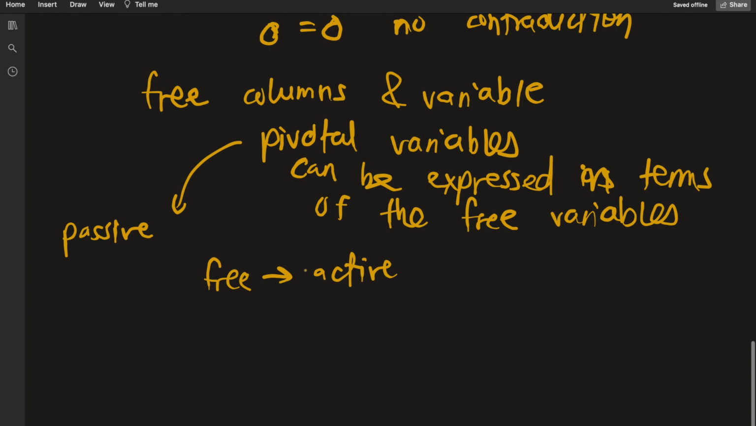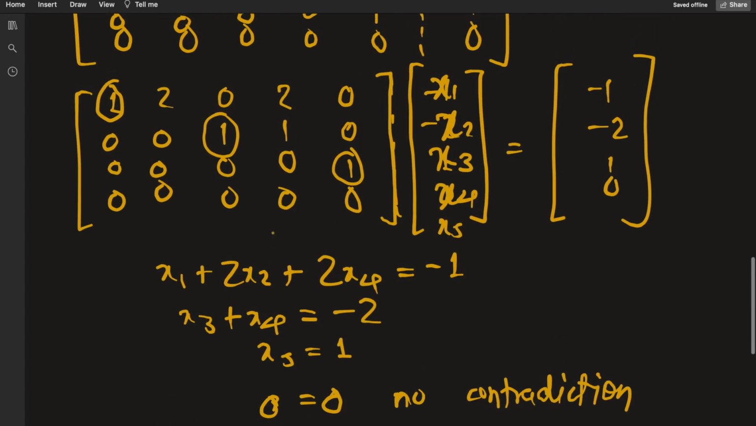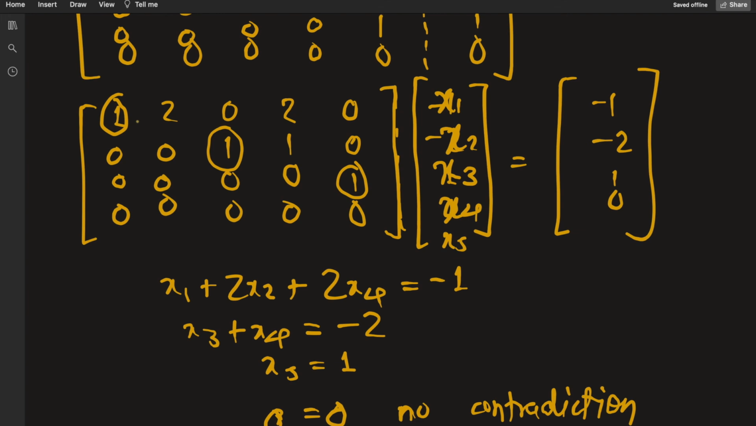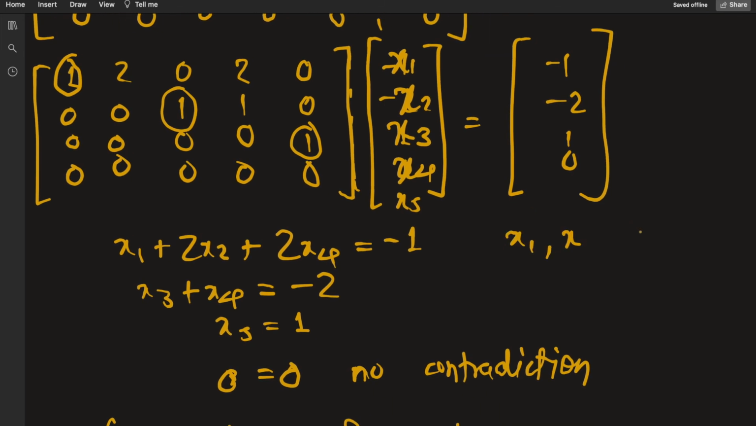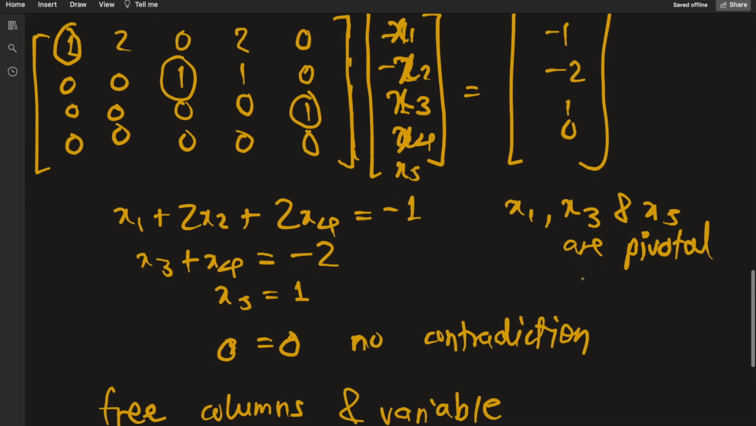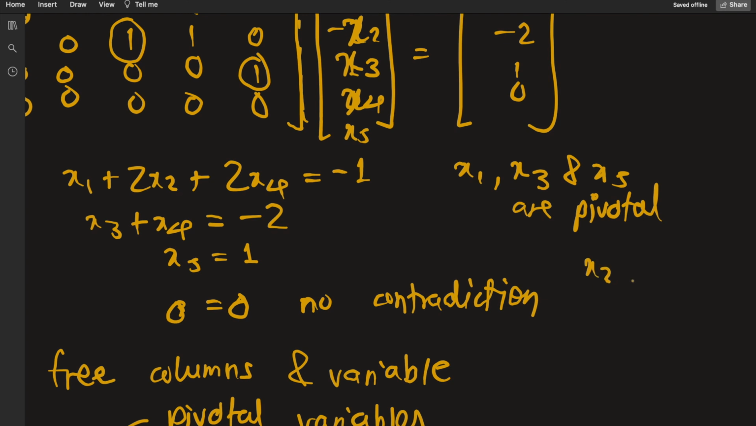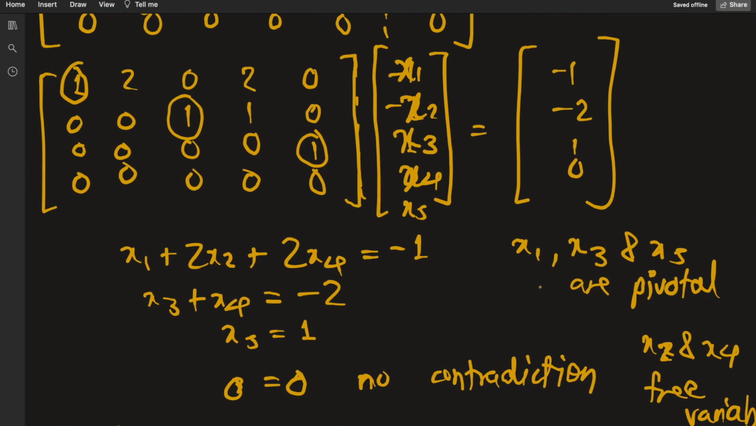And what do I mean by free variables, pivotal variables? Well, look at the pivotal columns. First column is pivotal, third column is pivotal, fifth column is pivotal. So that means x1, x3 and x5 are pivotal variables. In the meantime, x2 and x4 are the free active variables. So if we can write all these other guys in terms of x2 and x4 and a bunch of other constants, then that's the way to go.